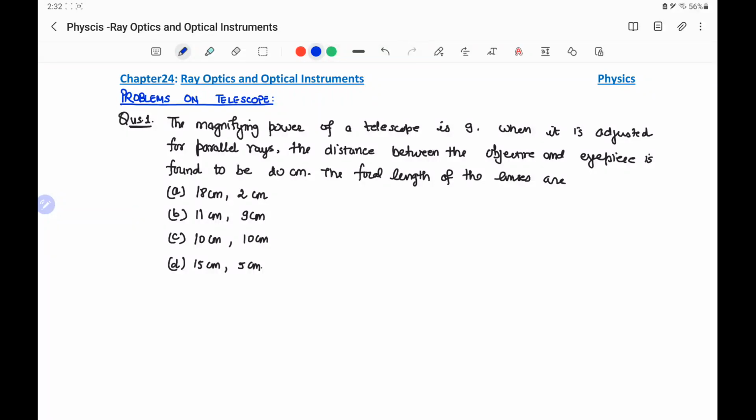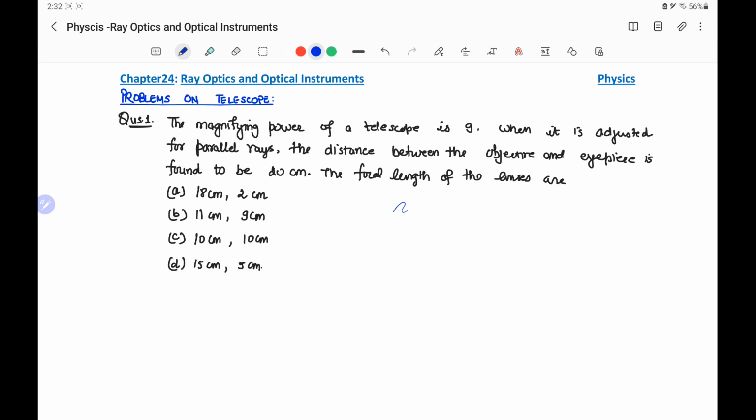First problem: the magnifying power of a telescope is 9. When it is adjusted for parallel rays, the distance between the objective and eyepiece is found to be 20 cm. The focal lengths of the lenses are: option A is 18 cm and 2 cm, option B is 11 cm and 9 cm, option C is 10 cm and 10 cm, and option D is 15 cm and 5 cm.